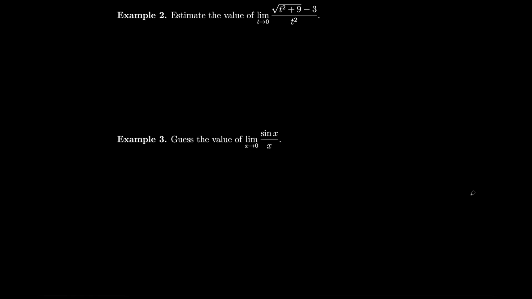Let's estimate the value of the limit of the square root of t squared plus 9 minus 3 over t squared as t approaches 0. Again, we can make a table of all these t values. And the t values will approach 0 this time instead of approaching 1. Instead of x, I should use t. And we will call this guy f of t for shorthand. Okay, so let's plug in, let's say 1.